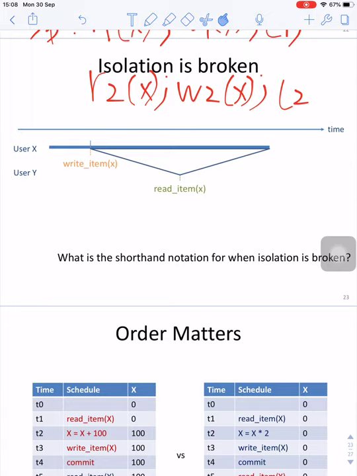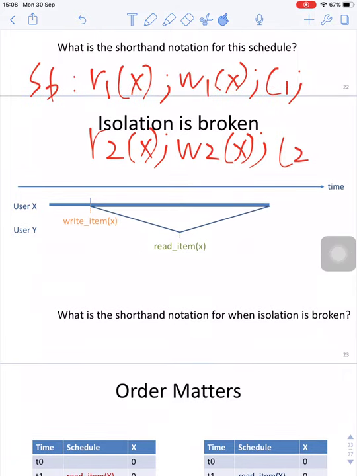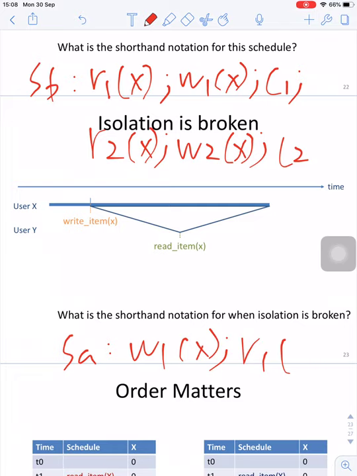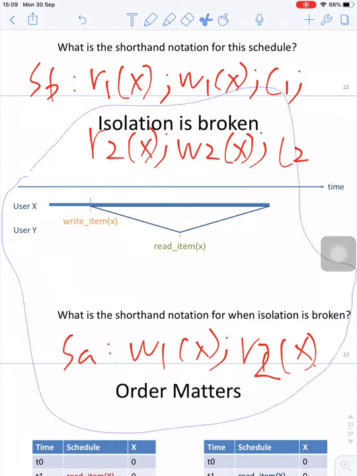So isolation is broken, and we can see the reason why the isolation is broken. As you can see, S_A, comma, write W1(X), comma, read R1... I'm not sure. I think it is read R2(X) because this is another transaction. Yeah, I think so.